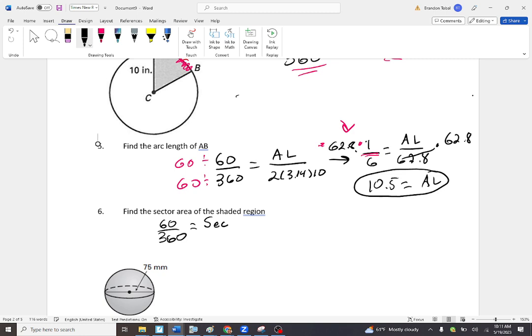We'll put SEC for that, sector. Over, what's a full circle? The area of a full circle? No, not that 2 pi. Pi r squared.